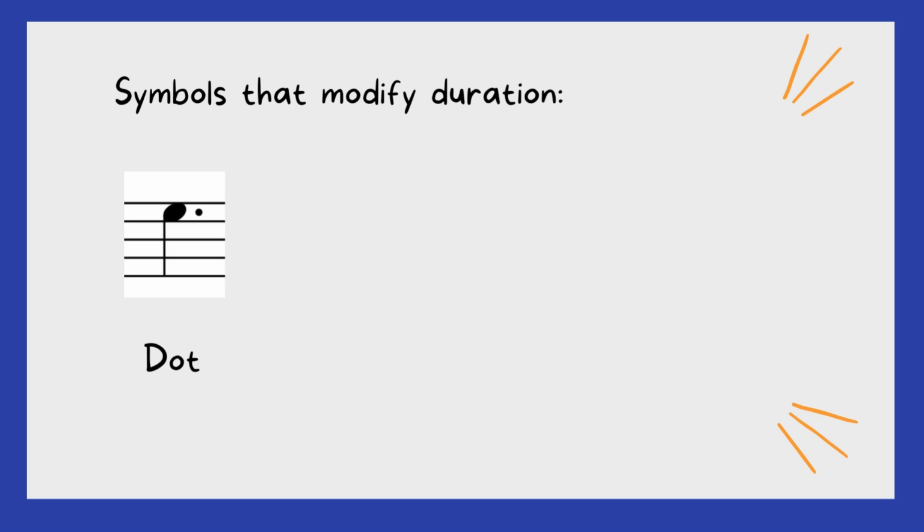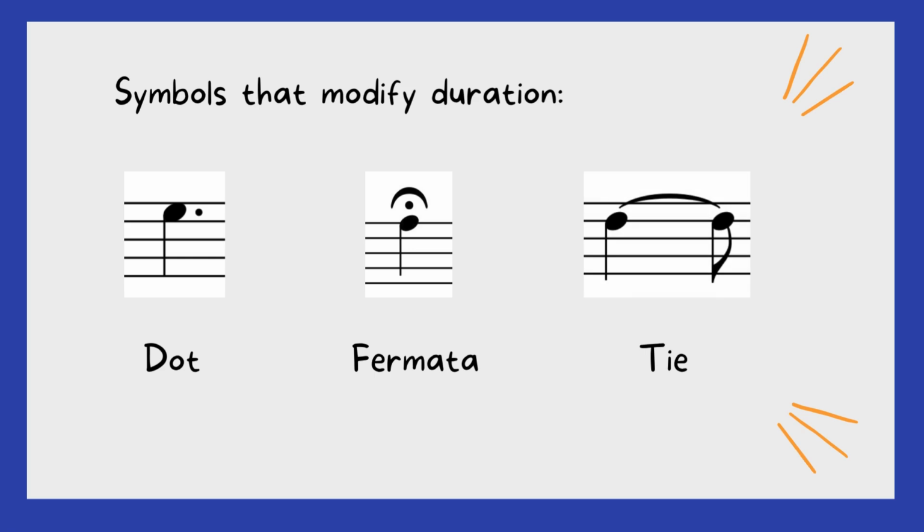Now, let's move on to symbols that modify duration. The first symbol we'll review is the dot. The second is the fermata. And the third is the tie.